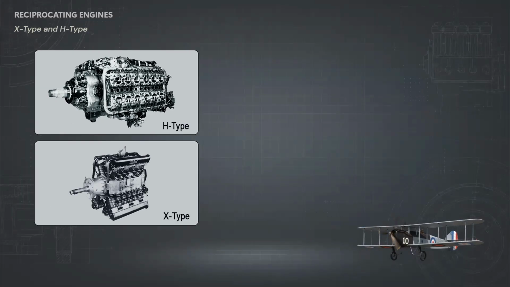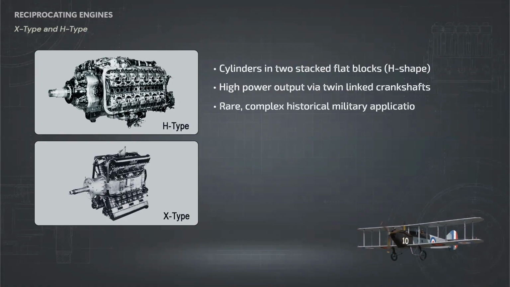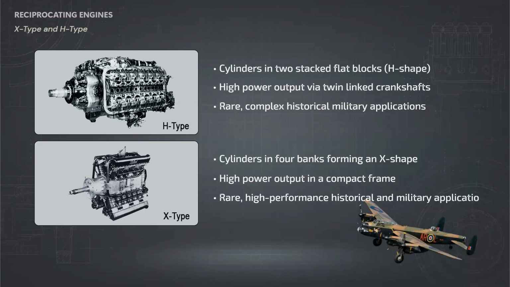Less common configurations include X-type and H-type engines. These designs were developed to achieve high power while maintaining a relatively compact arrangement. Although they are not common in modern general aviation, they are important from an aircraft engine development and engineering perspective.